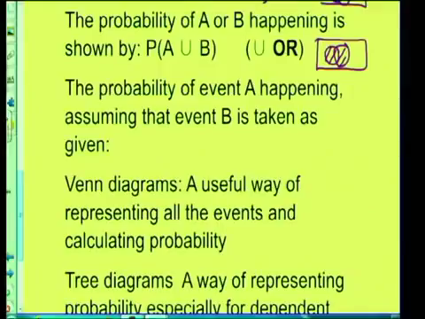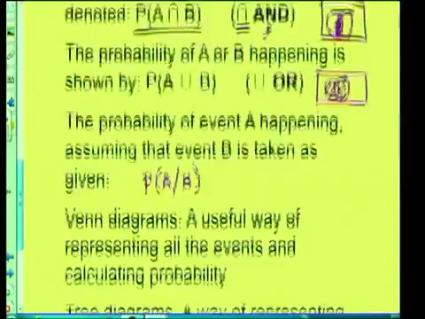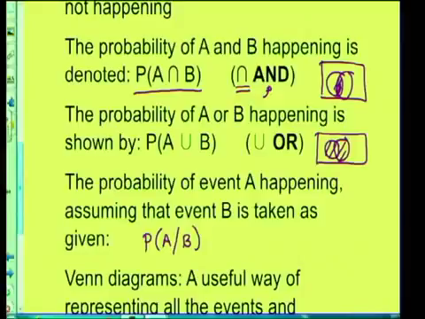Now, the probability of event A happening, assuming that event B is taken as given. Okay, now, that is a conditional probability, so they would say the probability of A given B. That's how we'd represent that. Now, Venn diagrams are a useful way to represent all the events and calculating probability. Now, I've already mentioned a Venn over here. This is what I call a Venn diagram. And this little box thing would be the big set, and these little circles would be the smaller events.